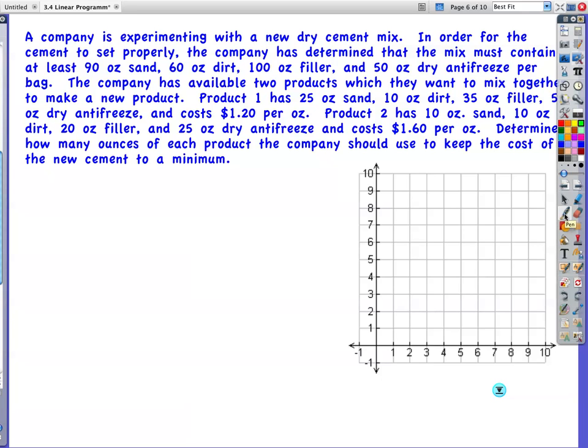All right, your variables. Determine how many ounces of each product the company should use. So they have product 1 and they have product 2. So those are going to be your variables. But let's go ahead and set up a table here. You got your product 1. Let's do that in a color that we can all see.